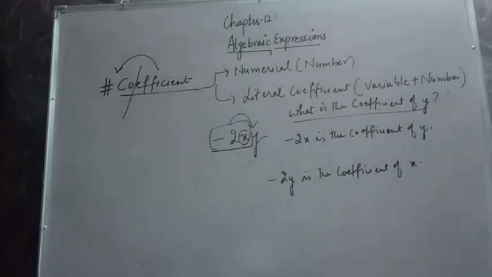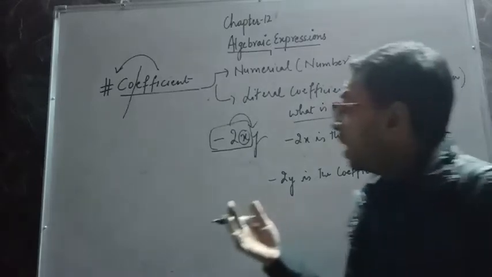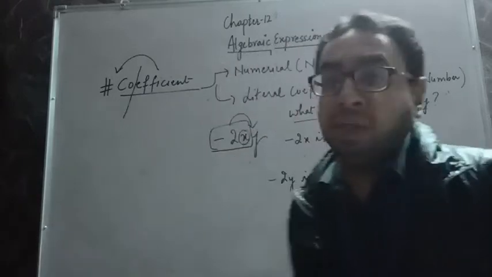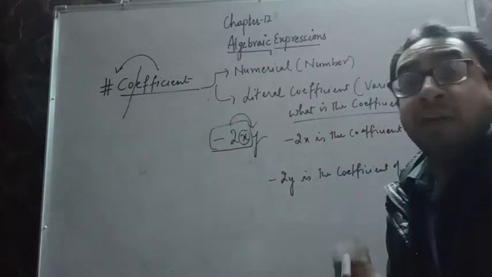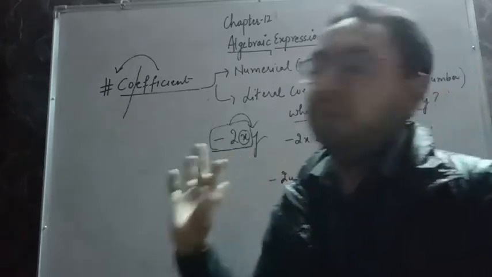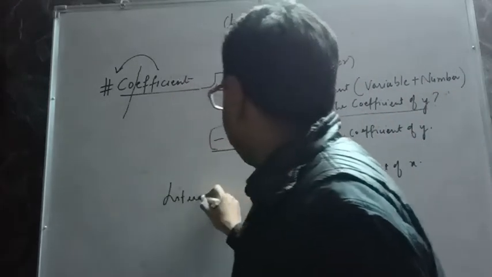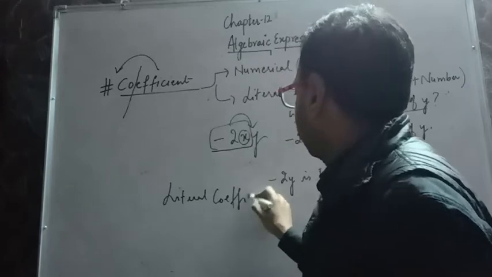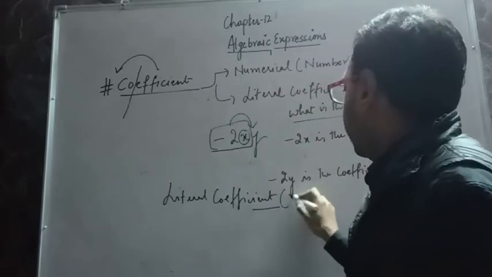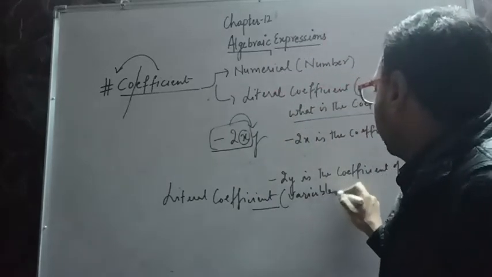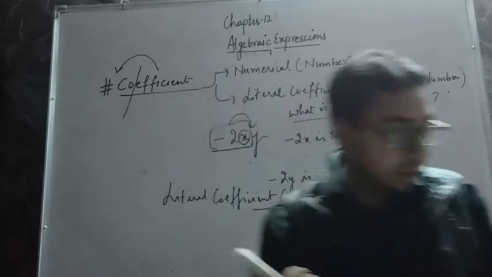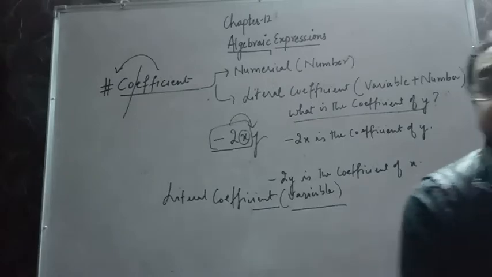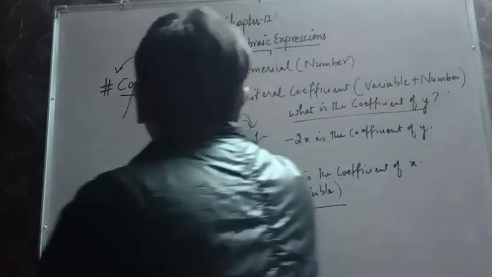That's what we call them, coefficient and all. And if I ask you what is the literal coefficient of minus 2xy, the answer is x. Literal coefficient means only the variable, which must include a variable. That is very important. Are we clear with this concept? So literal coefficient, numerical coefficient. Clear? Any doubt anyone is having in this? Next.